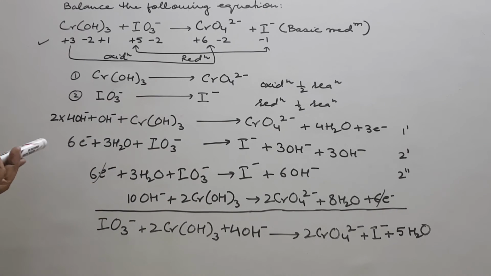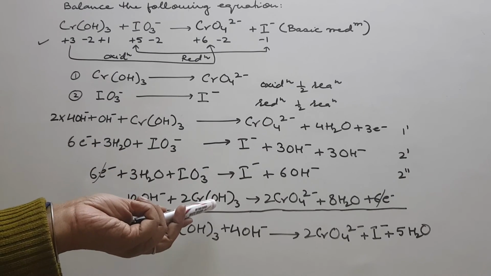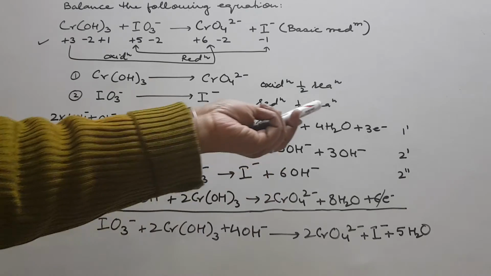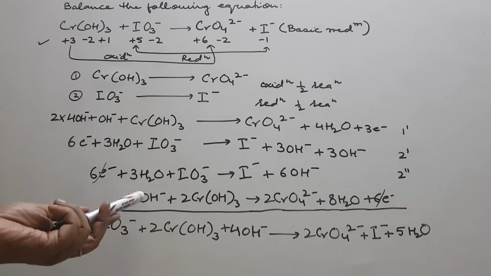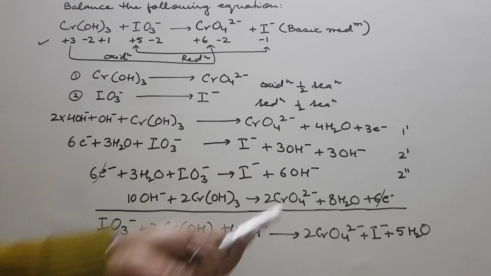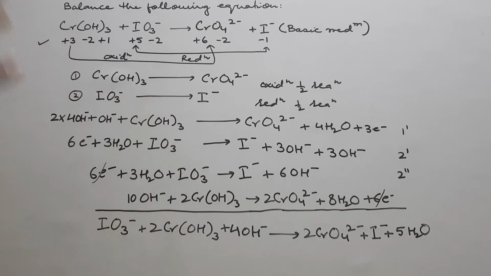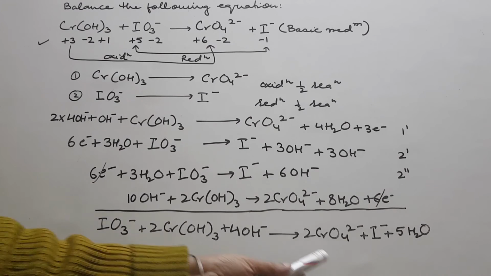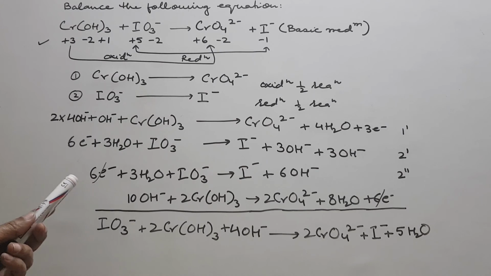You see, first I wrote this equation as it is: 10OH minus plus 2Cr(OH)3 gives 2CrO4 2 minus, 8H2O, 6 electrons. And this was as it is: 6 electrons, 3H2O, IO3 minus gives you I minus plus 6OH minus. How 6OH minus? I have put them together. So I tried to simplify and summarize both the equations, and once they were balanced perfectly, I had to do the algebraic addition of these, and then finally I got this equation, because when we have H2O on both the sides, we have to go algebraically with the result.